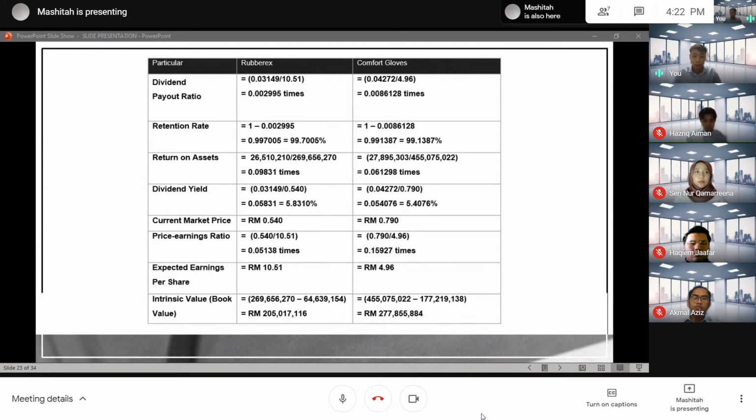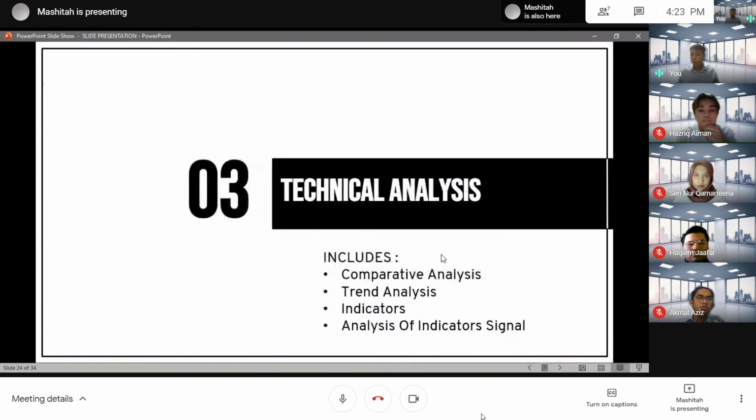And lastly, the intrinsic value. Rubberex has 200 million and 5, and Comfort Gloves has 277 million. Comfort Gloves has a higher book value compared with Rubberex. That means that the investors are more attracted to invest in Comfort Gloves. I pass to the next presenter.